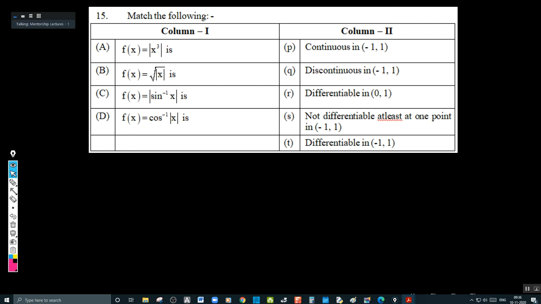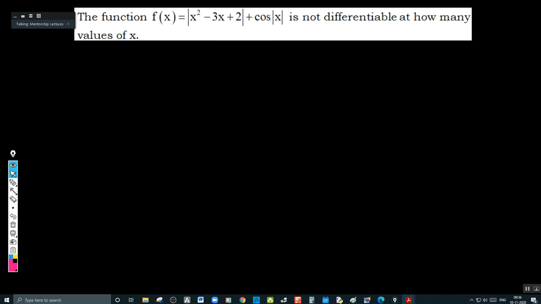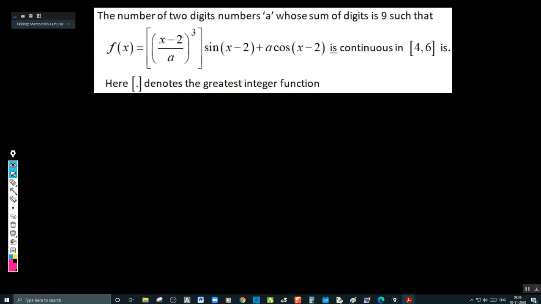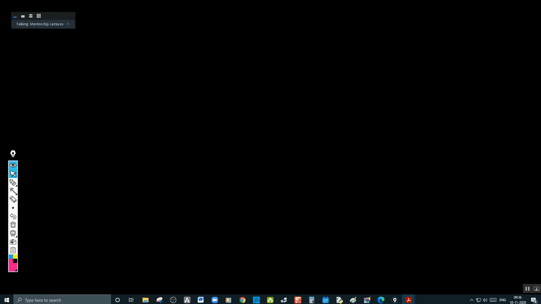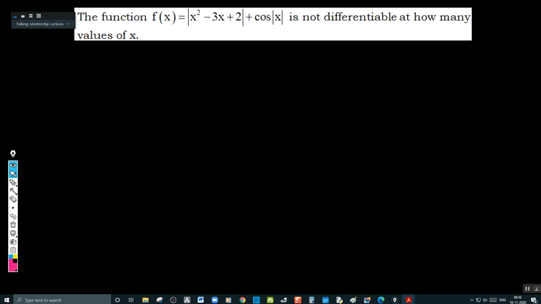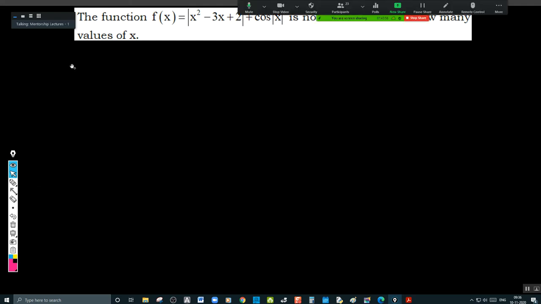Similarly, the continuity, this is a modulus function I have taken. And this is also modulus differentiability. Differentiable at how many values of x. This is also greatest integer function. Yeah, that's it. We'll be mostly finishing this in the next session. Maybe a couple of questions I may be adding, but this is all LCD.